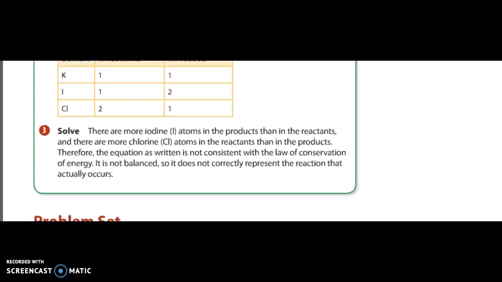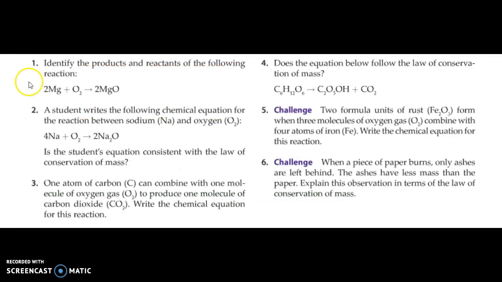All right, let's look at the problems on the bottom. Products and reactants of this equation. Hit pause. Answer is, the arrow points to the product. So magnesium oxide would be your product, and magnesium and oxygen would be your reactants.